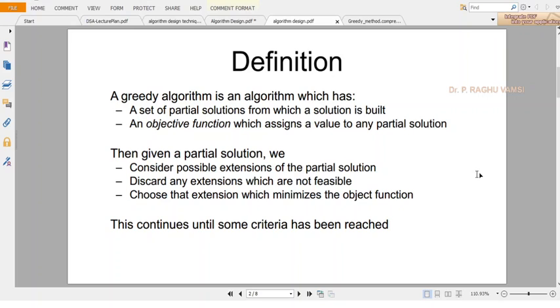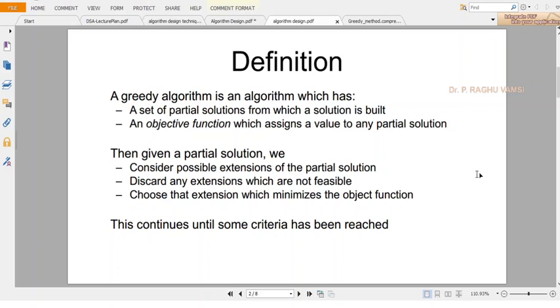A greedy algorithm is an algorithm which has a set of partial solutions from which a solution is built, and an objective function which assigns a value to any partial solution. Then given a partial solution, we consider possible extensions of the partial solution, discard any extensions which are not feasible, and choose that extension which minimizes the objective function.